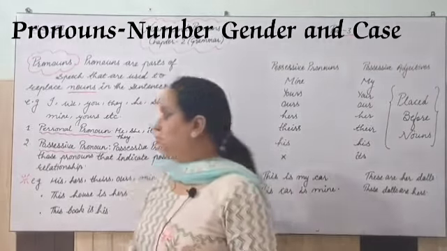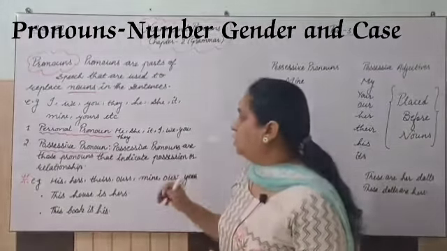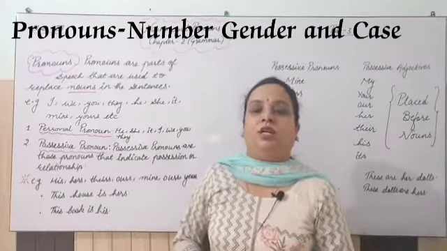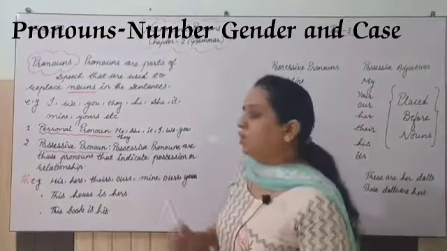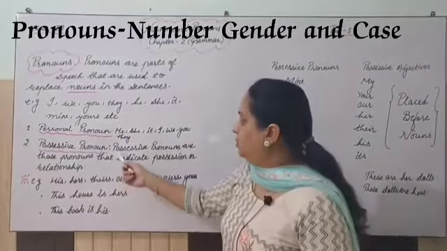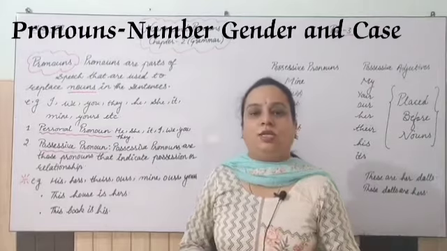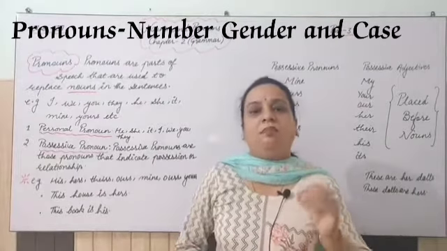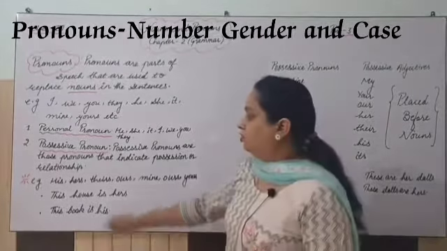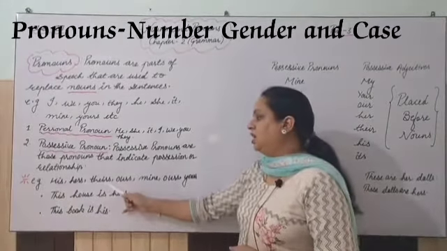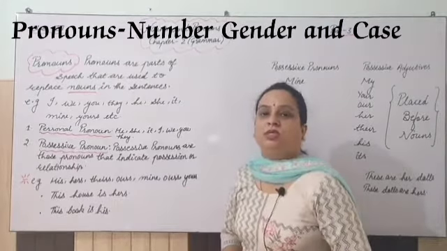So when we have to tell about possession, an indication of the relationship between things, that is known as a possessive pronoun. Possessive pronouns are those pronouns that indicate possession or relationship, because possession means relationship or ownership, right? The words like his, hers, theirs, ours, mine and yours are possessive pronouns.